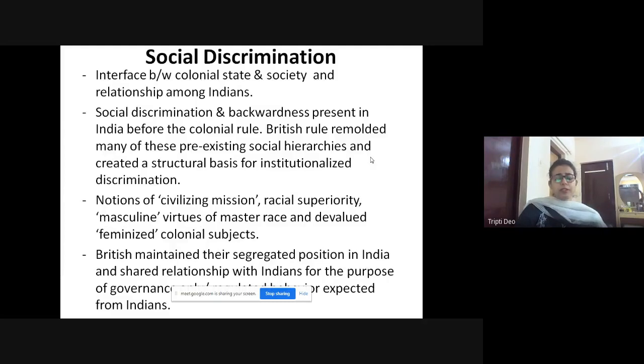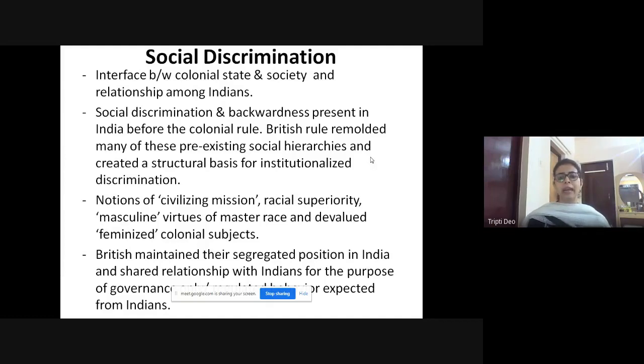Let's quickly move to the third unit, which is on social discrimination. My first point on social discrimination: all of this that we've done, the gender issues previously, the colonial forest policies and all, is related to the way, at the social level, how discrimination is happening.